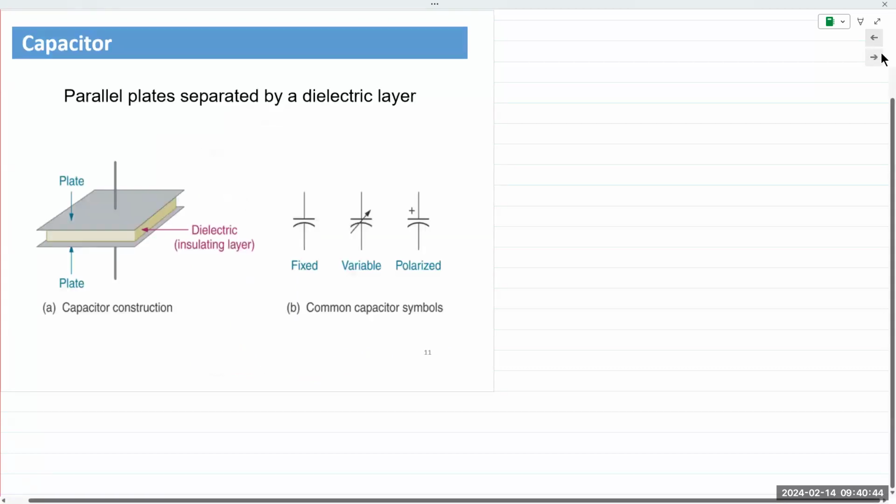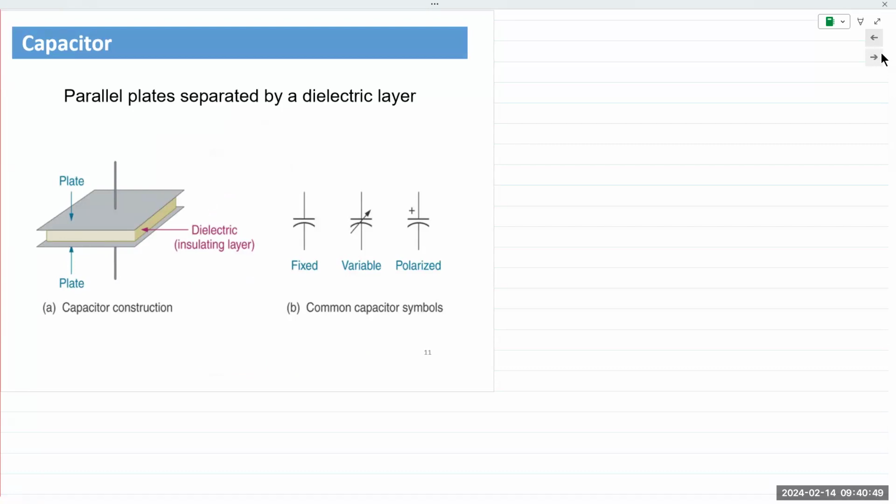All right, capacitors. Capacitors are energy storage devices. They store energy in an electric field, or an electrostatic field. They are nothing but two parallel plates separated by an insulating material. There are two parallel plates, conductor, insulator.